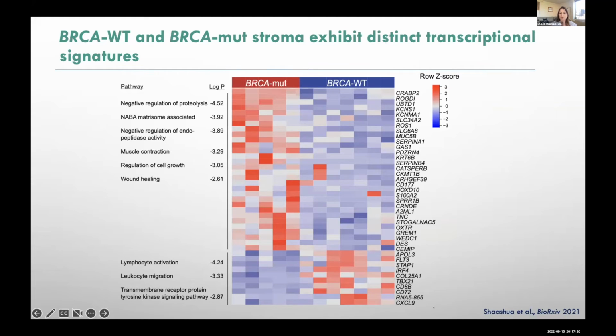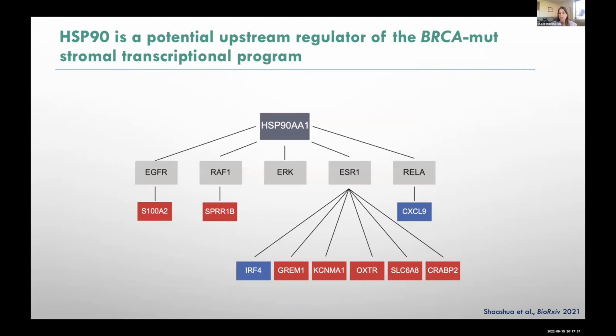And to understand which protein may underlie all these effects that I've shown you of the different CAF composition and this heat map, we used the IPA software, which suggested HSP90 as an upstream regulator of all these changes.